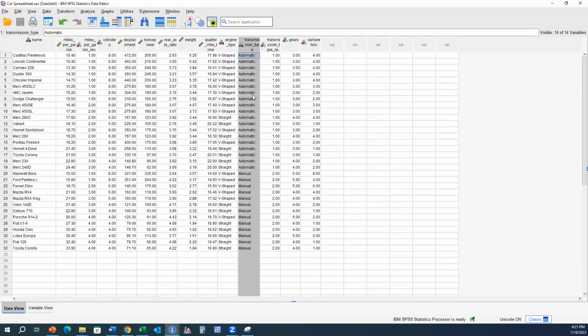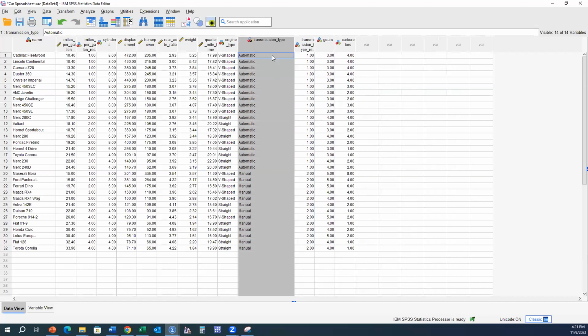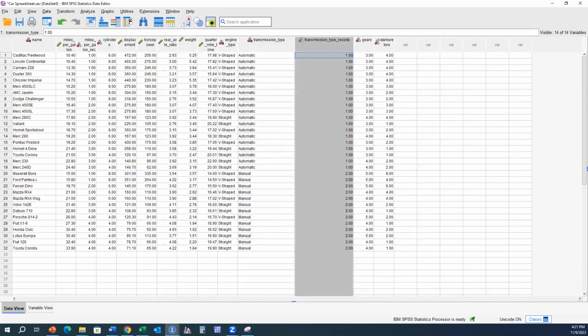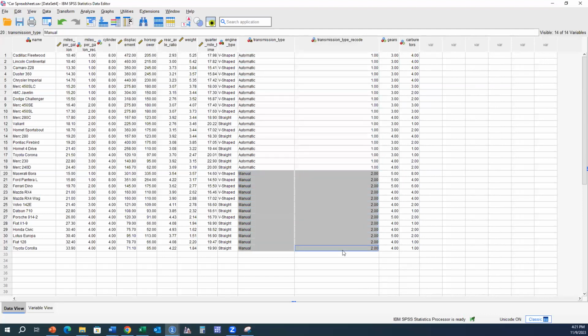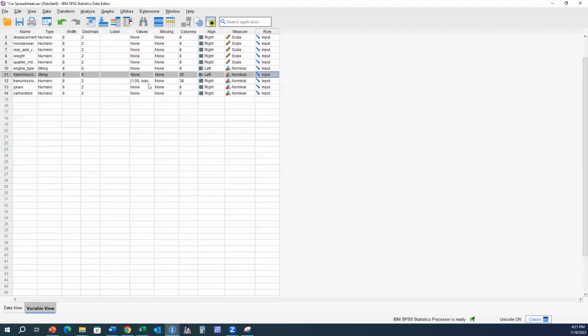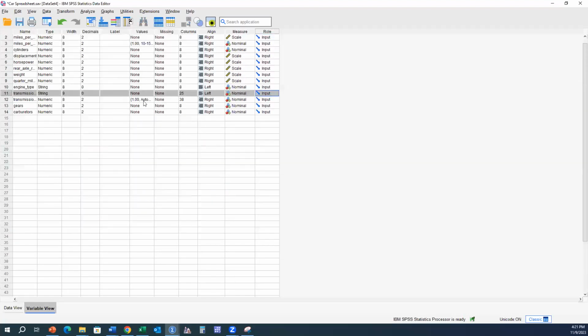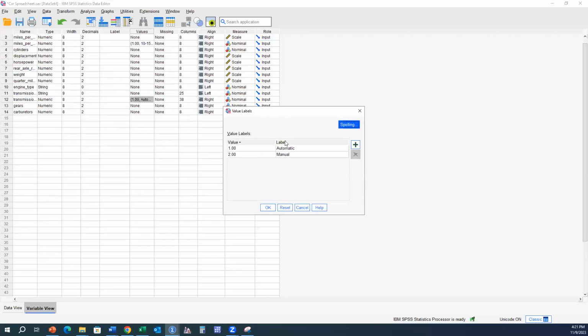So before you use a categorical variable in a correlation, you need to convert it to numbers first. So you'll see I have the original transmission type here, and then I've recoded it into ones and twos. So one represented automatic, two represented manual. A lot of analyses in SPSS require a numeric format. And then in variable view, you can assign the categories to the numbers. So one automatic, two manual.